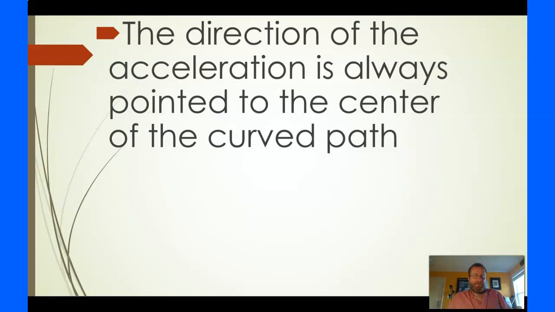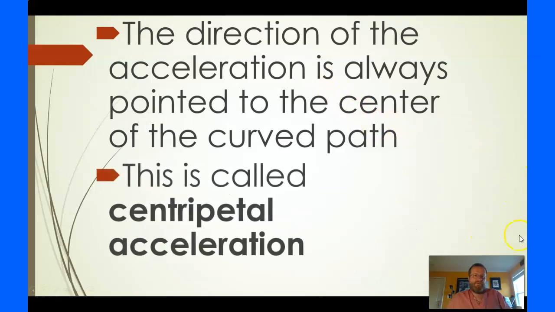When something is moving in a curved path, the direction of acceleration is always to point to the center of the curved path. That is called centripetal acceleration. So the definition of centripetal acceleration is acceleration towards the center of a curved path. Write that down, pause, write it down, come back. Welcome back.